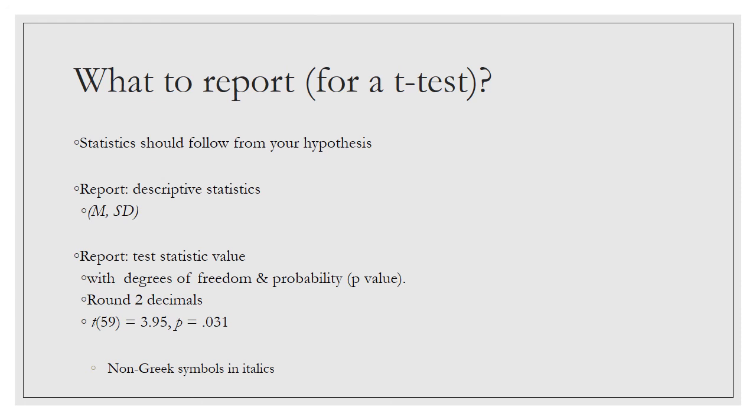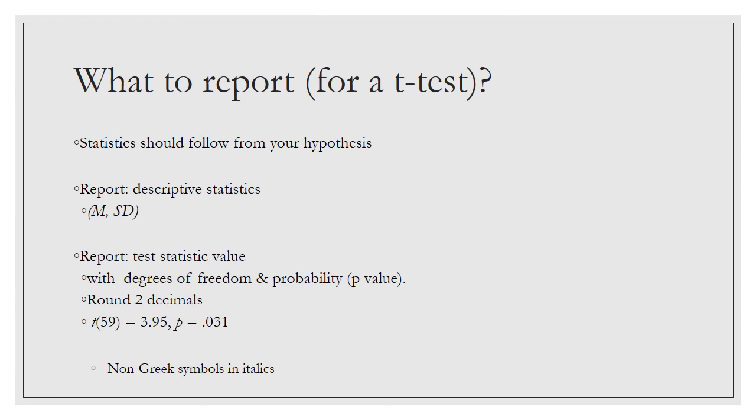So a statistic should follow from our hypothesis. If we have a hypothesis and we're using a t-test, it should be related to what our hypothesis was. We always want to report our descriptive statistics. We want to report means and standard deviations. Sometimes you will also report kurtosis and skew. For us, we'll just focus on our means and standard deviations. We want to report our test statistic. In this case, our test statistic would be a t-statistic because we're using a t-test. We would tell the degrees of freedom and the probability value that was used.